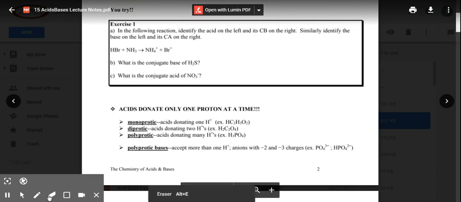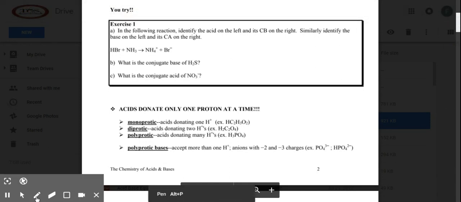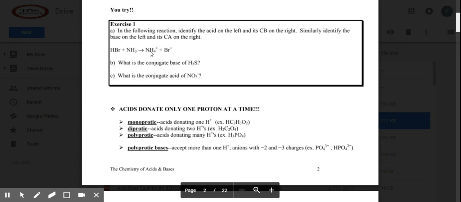What we have here on exercise 1 is HBr plus NH3 yields NH4 plus Br minus. So this could be something similar to a multiple choice question. They'll have different answer choices or something there. So we want to figure out which one is the acid, which one is the base, and which one is the conjugate acid and conjugate base.